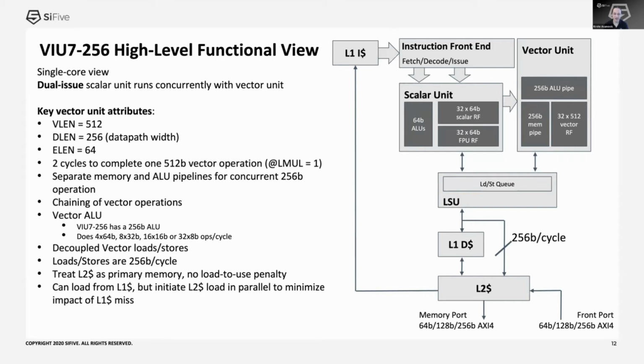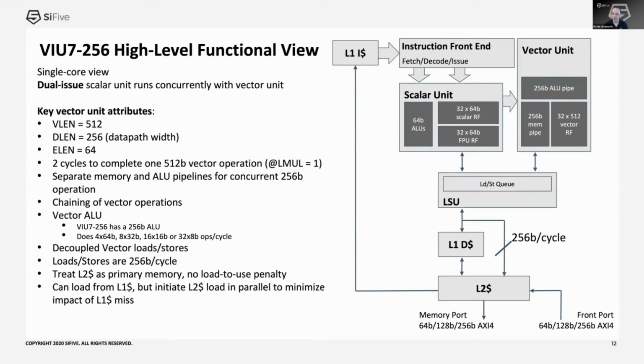The vector unit load store unit is decoupled, which means it runs behind the scalar unit. And load stores are up to 256 bits per cycle. Now, one of the design points here is that we designed the vector unit to run out of the L2 cache. So you can stream data directly from the L2 into the vector unit with effectively a 0 cycle load use delay. The vector operations are kept coherent with the L1, but they do not allocate in L1.